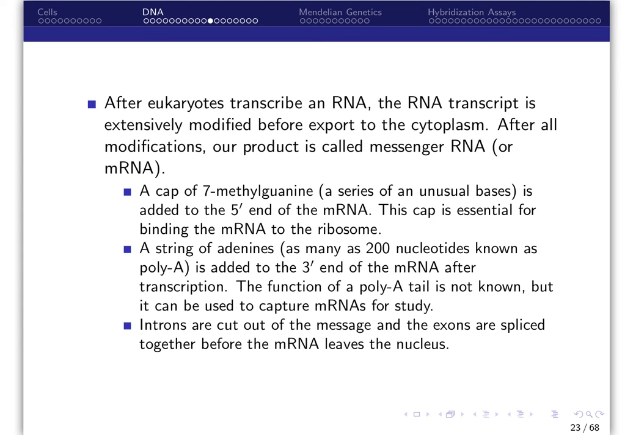A string of adenines, as many as 200 nucleotides, known as a poly-A tail, is added to the 3' end of the mRNA after transcription. The function of the poly-A tail is unknown, but thought to be linked to stability, translatability, and transferability of RNA. The poly-A tail can be used to capture mRNAs for study.